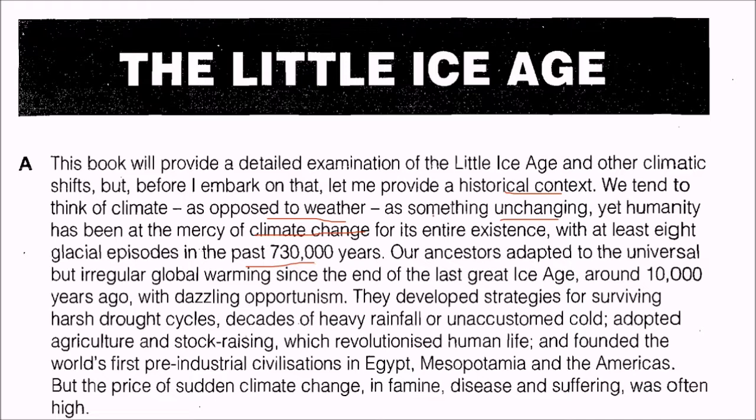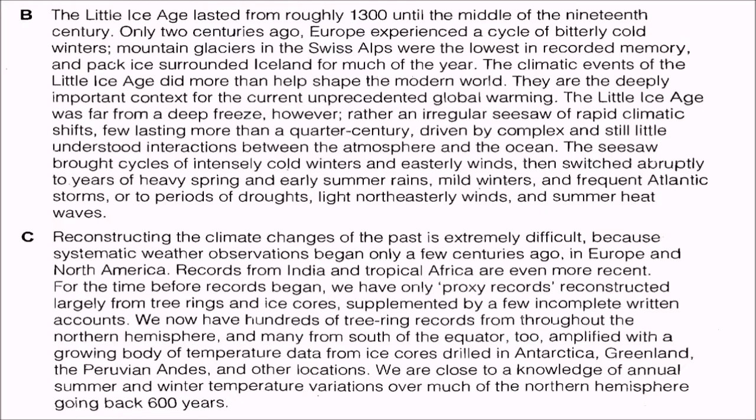Our ancestors adapted to the universal but irregular global warming since the end of the last great ice age around 10,000 years ago with dazzling opportunism. They developed strategies for surviving harsh drought cycles, decades of heavy rainfall, or unaccustomed cold, adopted agriculture and stock raising, which revolutionized human life and founded the world's first pre-industrial civilization in Egypt, Mesopotamia, and the Americas. But the price of sudden climate change in famine, disease, and suffering was often high.